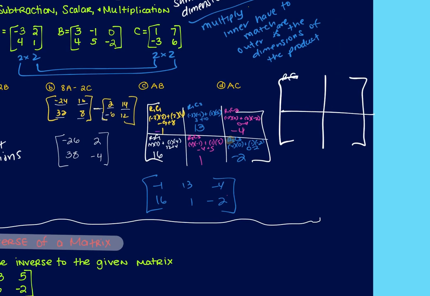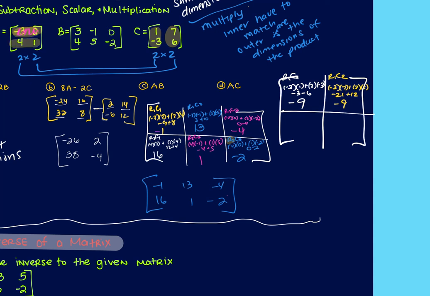Row 1, column 1 would be negative 3 times 1 plus 2 times negative 3. Negative 3 minus 6, which is negative 9. Row 1, column 2, which would be negative 3 times 7 plus 2 times 6. Negative 21 plus 12, which is negative 9. And then you're done with row 1.